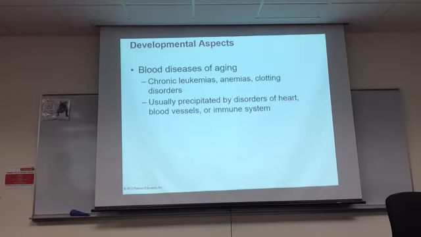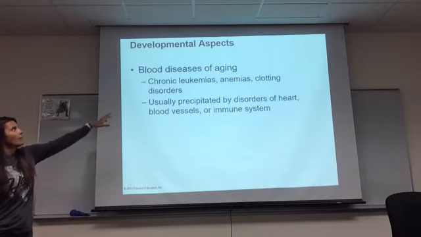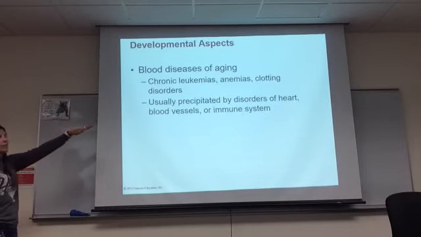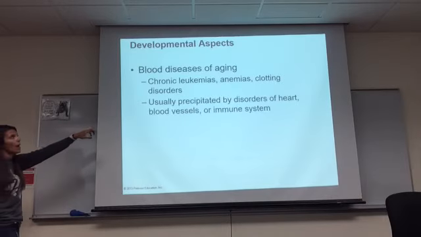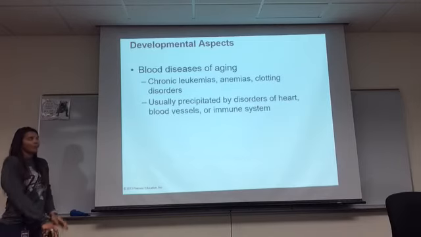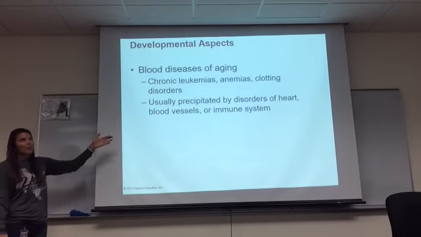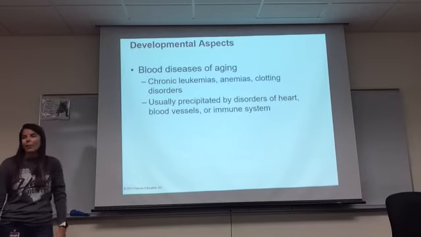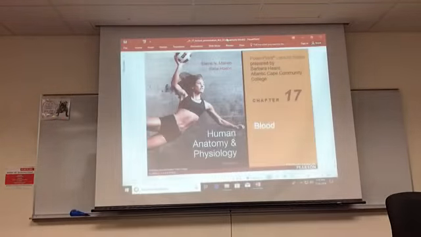Blood diseases, we see once you get older, and it's talking about aging here. Chronic leukemias, again, chronic means you've had it for a long time. Anemias, usually because of disorders, eating maybe, clotting disorders. Usually you have these problems because these are secondary problems because you have some primary disease. And you need to treat the primary problem before you can treat the secondary issue.